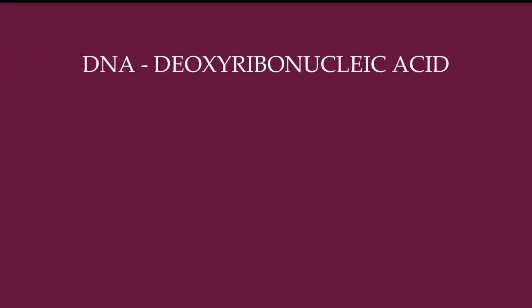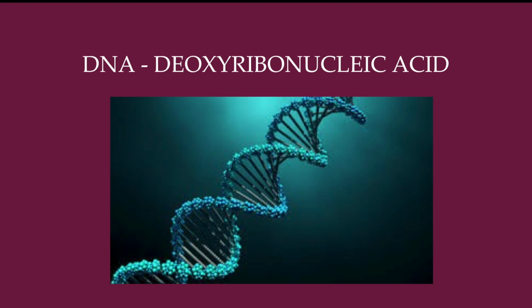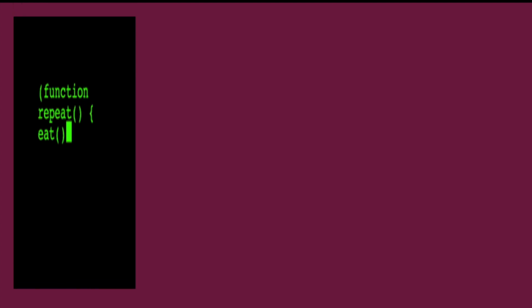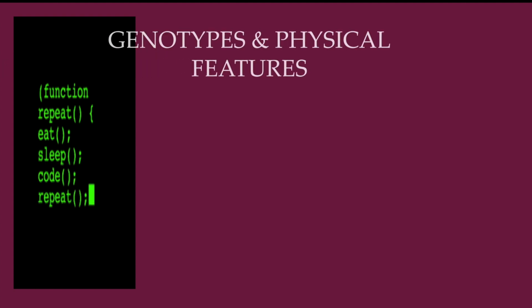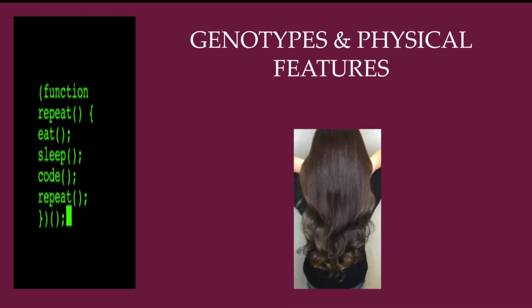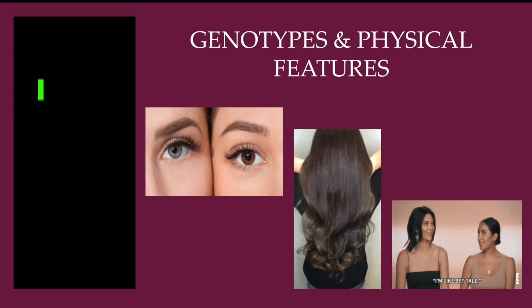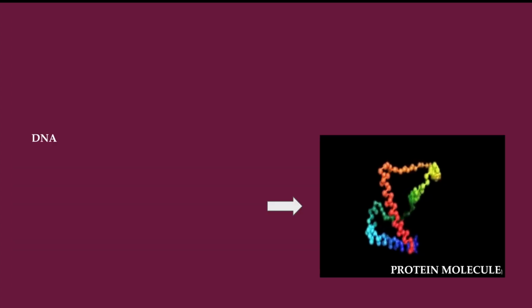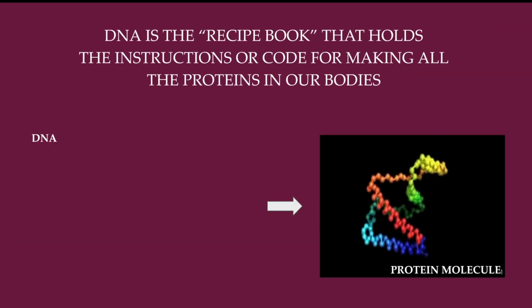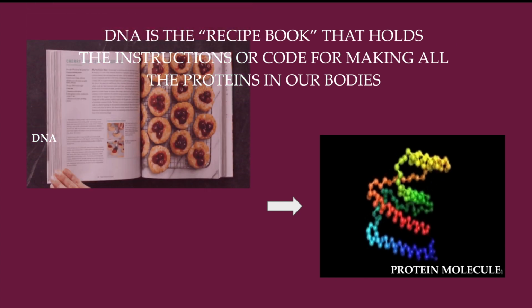In our lifetime, we learn about DNA and cells at least once. But in case you guys forgot, here is a quick recap of what DNA, RNA, and the different forms of RNA are. Well, first of all, DNA stands for deoxyribonucleic acid. It contains code for a person's genotypes or physical features like hair color, eye color, and a person's height. The helical structure of DNA, which is like a recipe book that holds the instructions or code for making all the proteins in our bodies, is quite amazing.